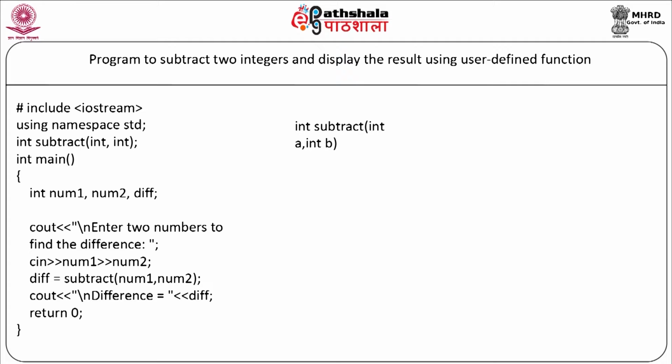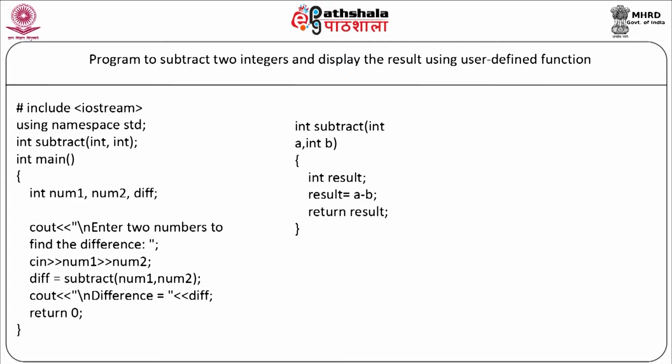Now let us define the function subtract as int subtract(int a, int b). Here you can find the difference. At the time of function declaration, only the data type was supplied, that was int, int, but at the time of definition we are giving the variable names also as int a, int b. Let us start with the function body. int result; result = a - b; return result, and our function will end.